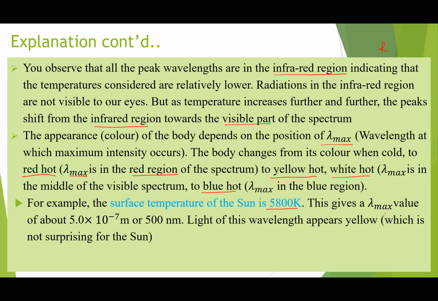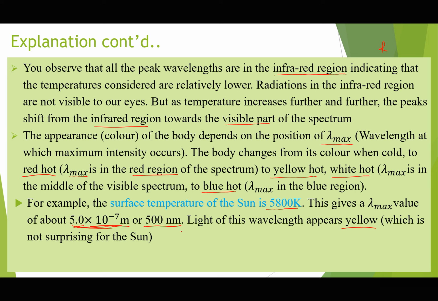This gives a wavelength value of about 5 times 10 to the power of minus 7 meters, or about 500 nanometers. Light of this wavelength appears yellow, which is not surprising for the sun. So the color of the sun is approximately yellow, not by coincidence, because the surface temperature of the sun is about 5,800 Kelvin. And if we consider 5,800 Kelvin using Wien's displacement law, the wavelength of the radiation coming from the sun is approximately 500 nanometers, which is actually yellow.